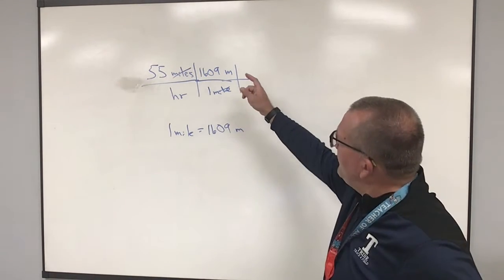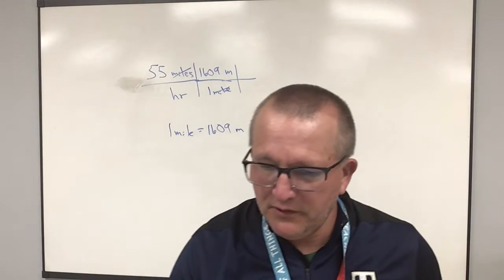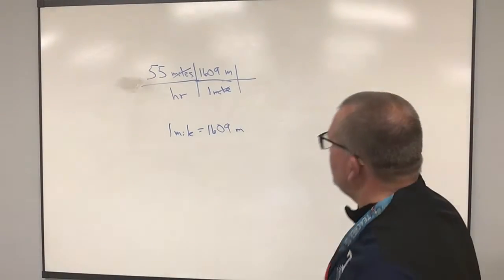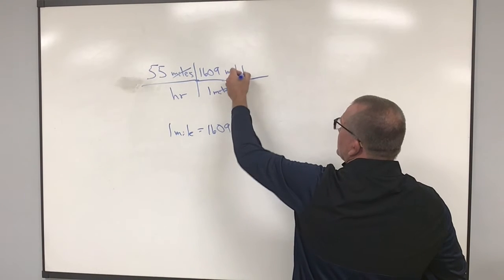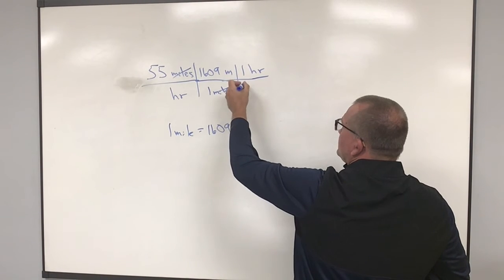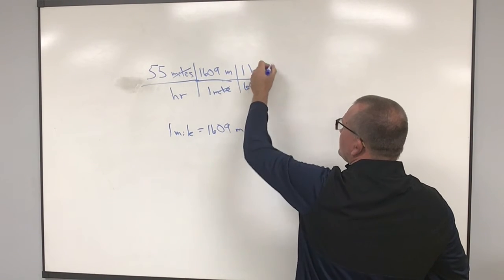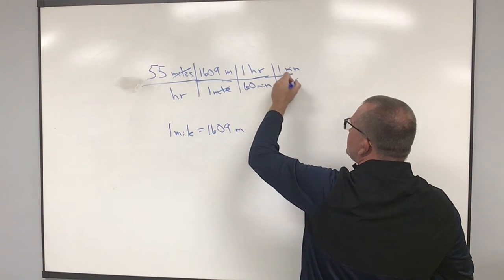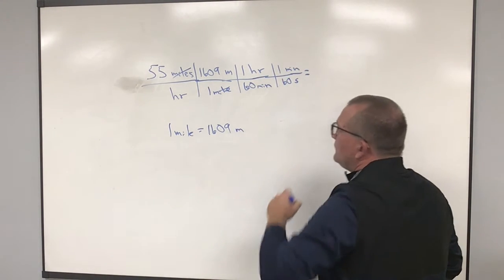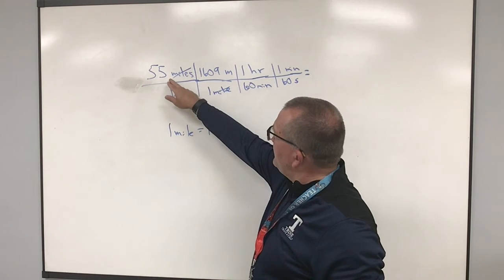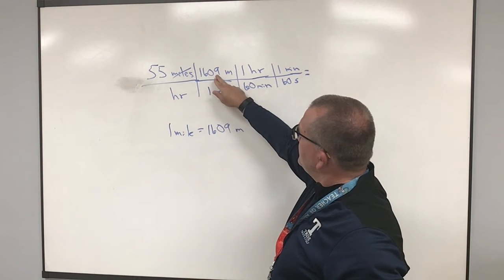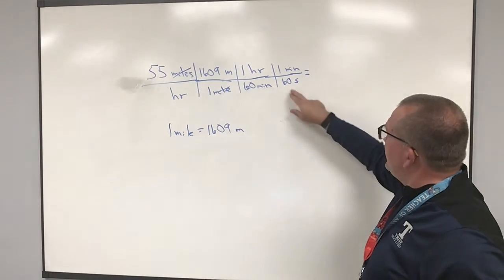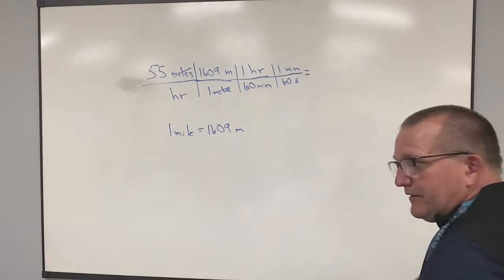And now we got meters per hour. But I believe, I'm gonna look back at the problem here, I think the problem's asking meters per second. So we know 1 hour is 60 minutes, and we know 1 minute is 60 seconds, okay? So 55 times 1609 divided by 60, excuse me, divided by 60 will give me an answer.